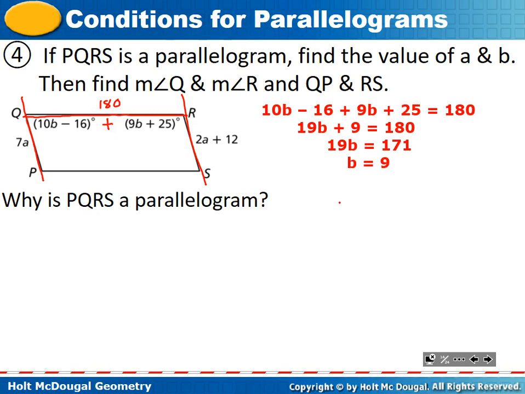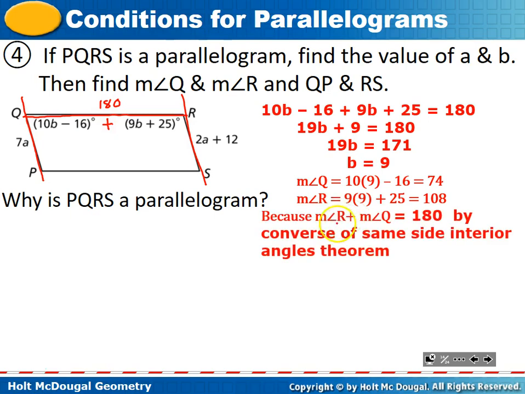So we're now going to plug those values back in. We get 74 for angle Q, and we get 108 for angle R. And when we add those two together, they do equal 180. So because the measure of R plus the measure of angle Q is 180, by the converse of the same side interior angles theorem, we can say that QP is parallel to SR. So I'm going to put some parallel symbols on these sides.